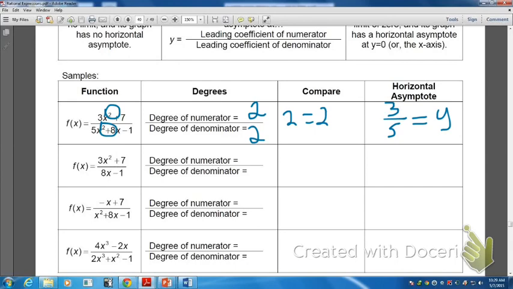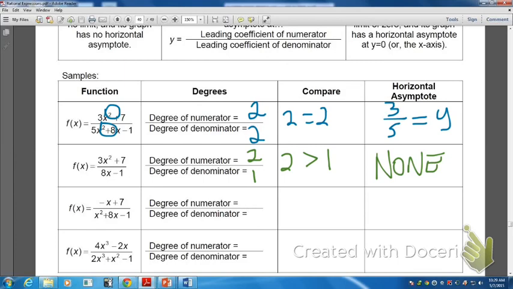Okay, let's look at our next one. What's the degree of the numerator? 2. What's the degree of the denominator? 1. So the degree of the numerator is greater than the denominator. What's our asymptote? Look at your conditions. None. When the degree of your P of X is greater than the degree of your Q of X, there is none.